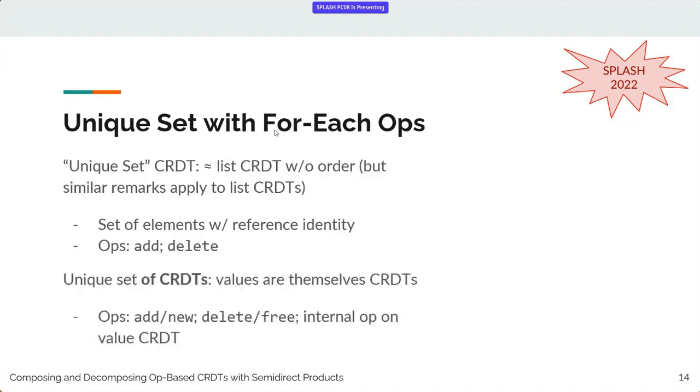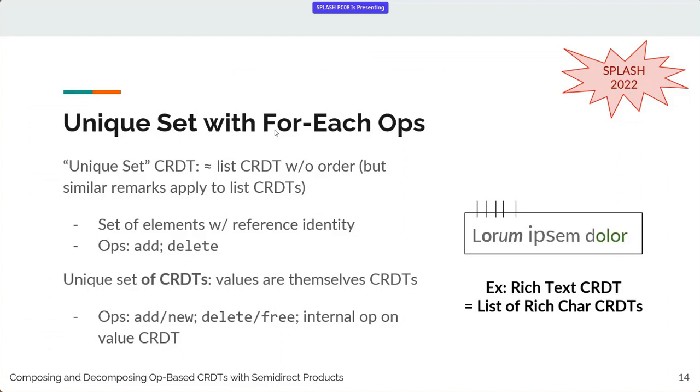You can also make a unique set of CRDTs where the values are themselves CRDTs. This means you have operations to add a new CRDT, which is like a distributed new operation. You can delete an existing one, which is like a distributed free, or you can perform an internal operation on some value CRDT. For example, you can make a rich text document out of a list of rich character CRDTs. So each of these characters is its own CRDT. You can create a new character, you can delete one. You can also operate on them by saying, make this character bold, make this character have a different font size. And those would be internally managed by a per character CRDT, and put the whole thing together into this unique set of CRDTs.